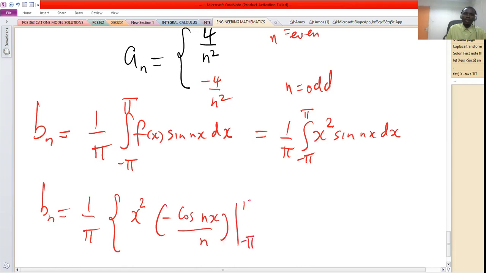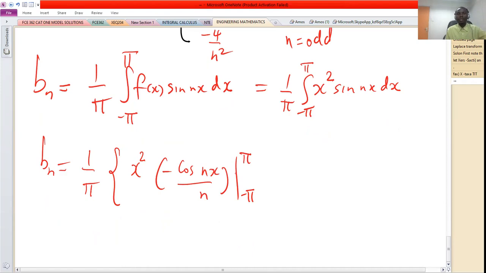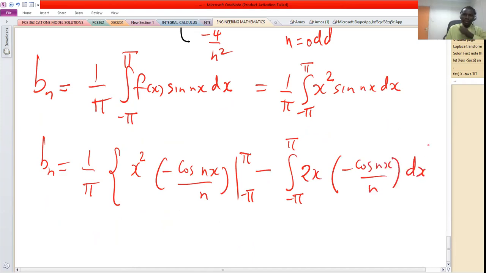So remember, we are using integration by parts, letting this be u, this part be dv, so that v is negative cos nx over n. Minus integral from -pi to pi of v du, which will be given by 2x into minus cosine nx over n dx.